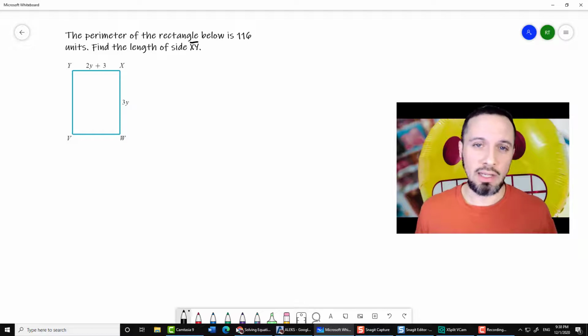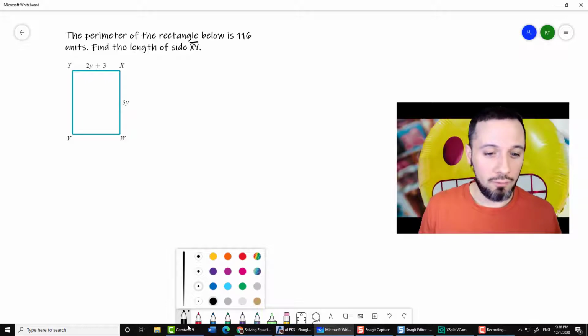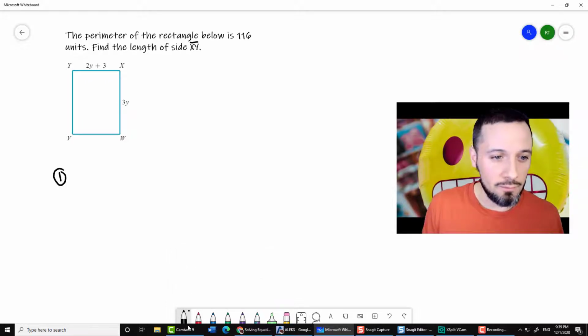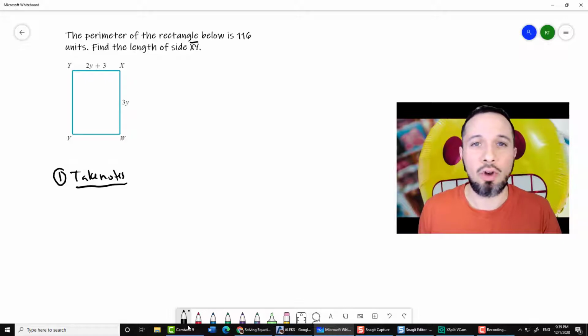This is the approach I take when I solve these perimeter problems. I'm going to use the 4-step problem solving strategy. And the first step is pretty much just to take notes. So step 1, I'll write it right here, take notes. All you're trying to do is get an understanding of what's going on, so gather all the information.